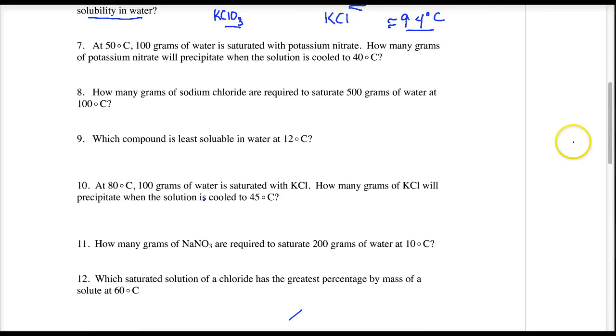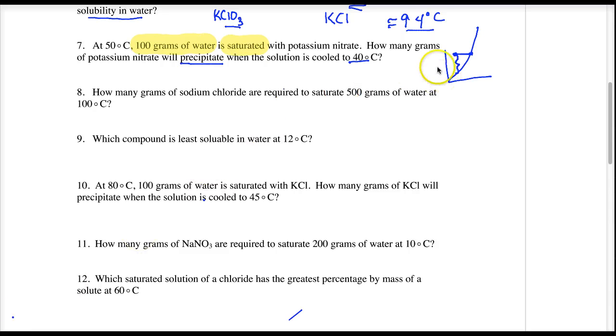Okay, number 7. At 50 degrees Celsius, 100 grams of water, and there's an important clue, we can just use the graph as is, saturated on the line, potassium nitrate. How many grams will precipitate? Now, precipitate means how much solid will come out. And this is something that's kind of interesting. You have a clear solution, and what you're going to do is change the solubility, or lower it in this case, and by lowering the solubility, you're going to see some amount of grams above the curve, and above the curve means that the solid would reappear.